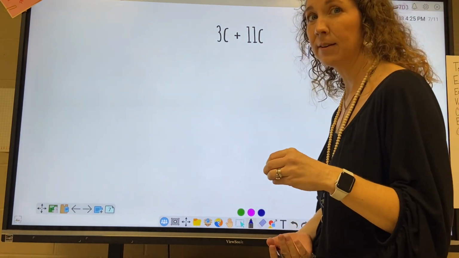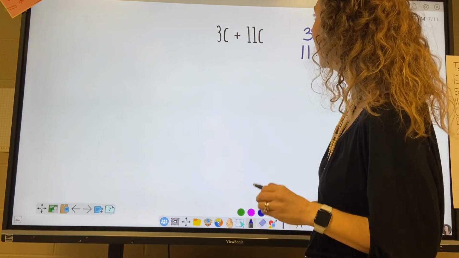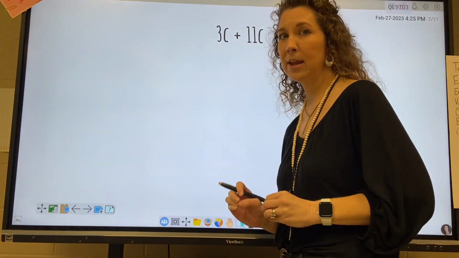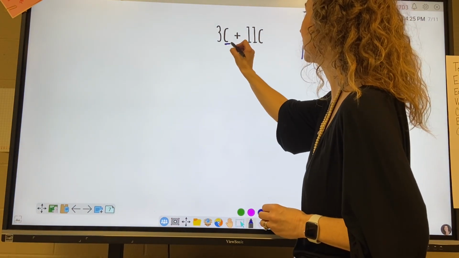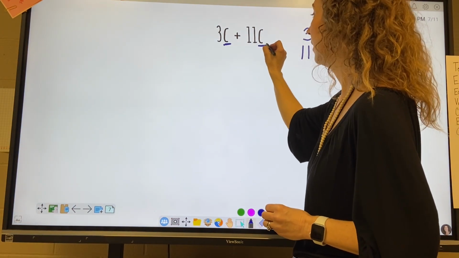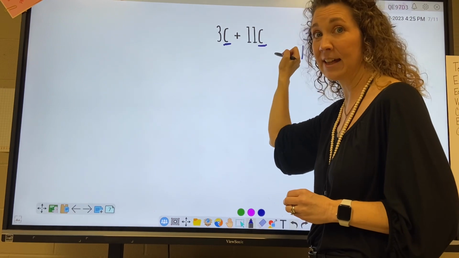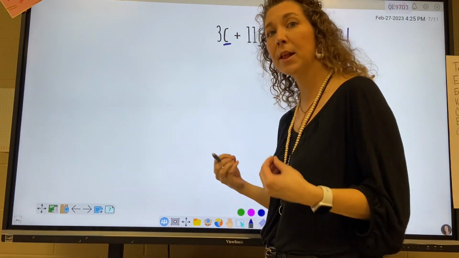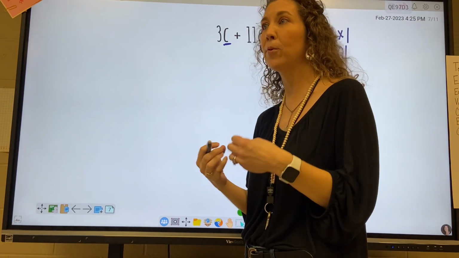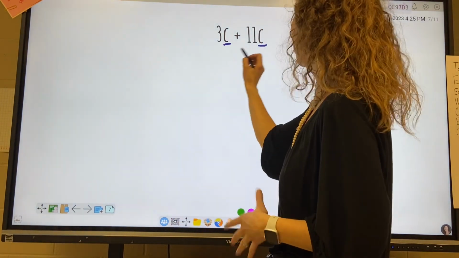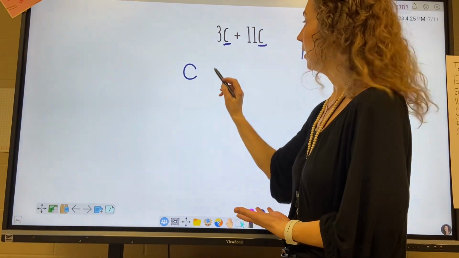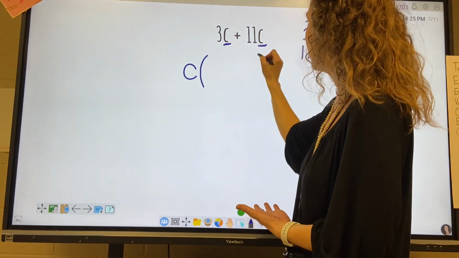Look again. Look closely. What else do they have in common? Hopefully you're seeing that they have this letter C in common. 3 cats and 11 cats. Okay? So if we're going to use the distributive property, we can also pull out the variable if the variable is what they have in common. And it is this time. They have a C in common. So we're going to pull out the C.